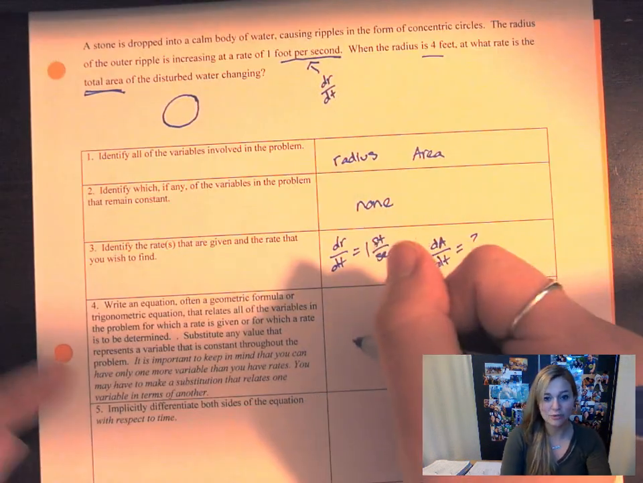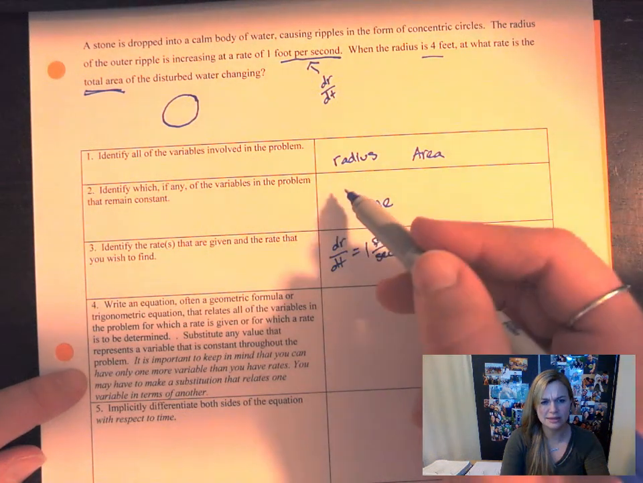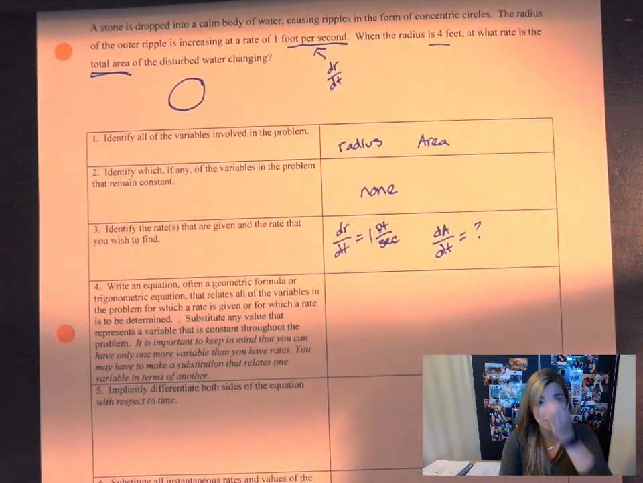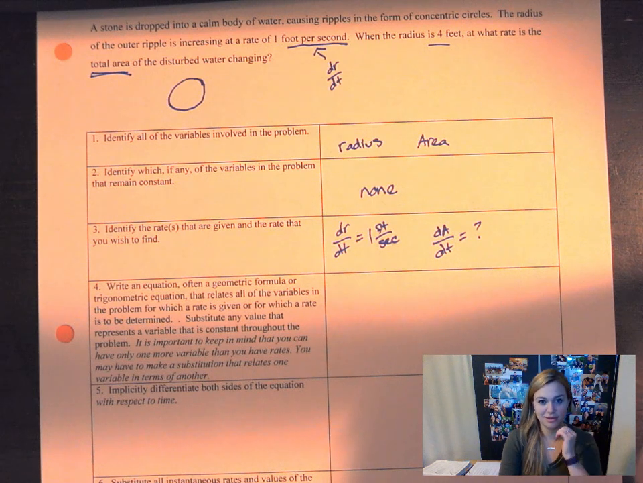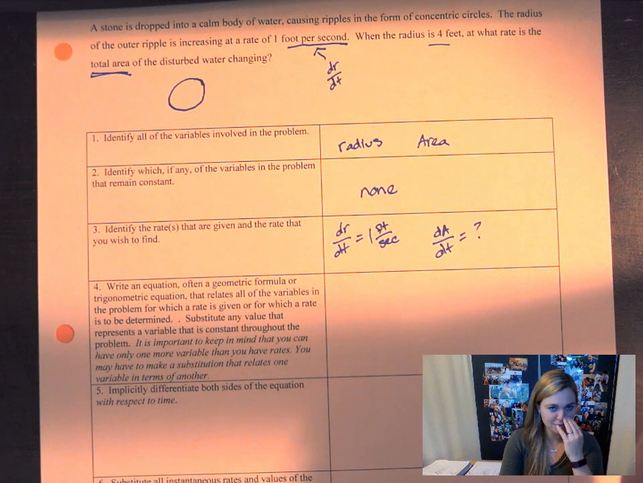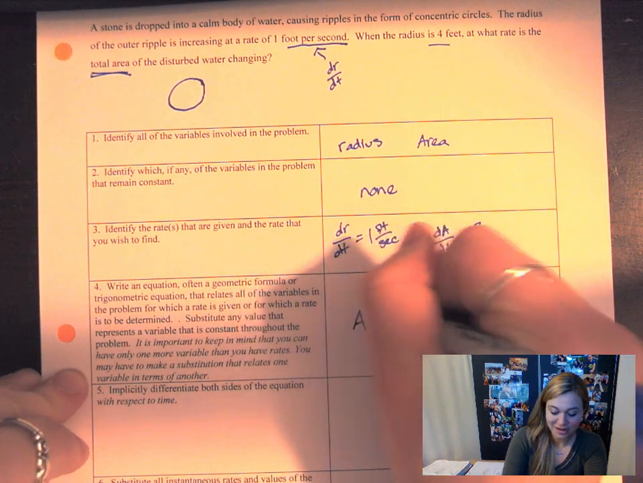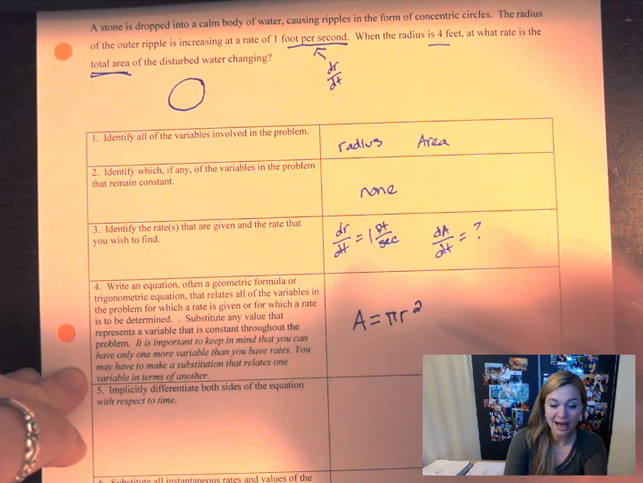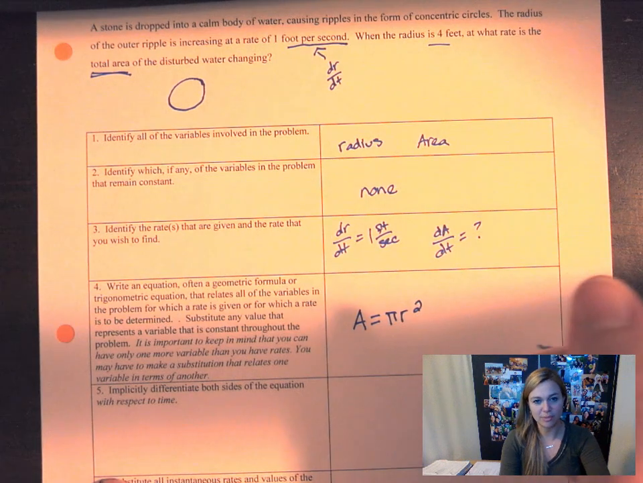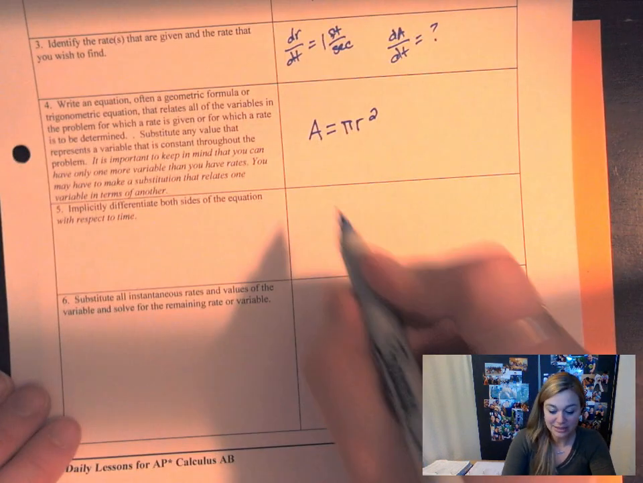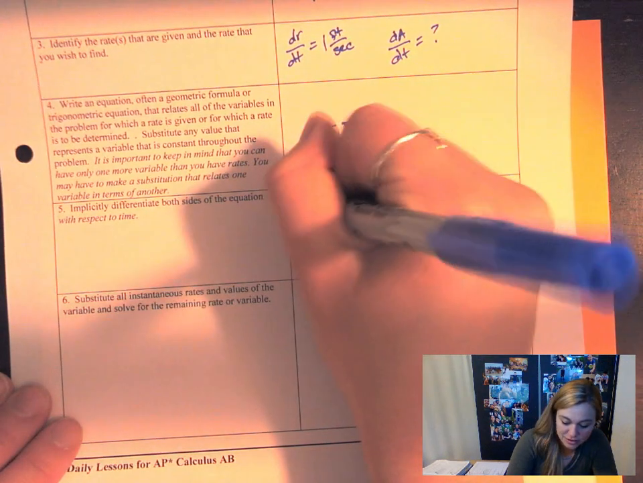Write an equation that relates area and radius. So this is where it is really important that you remember the area of a circle. It is not 2 pi r. What is it? Area is always in square units. This is the one, pi r squared. It is important that you memorize this if you don't have it in your head already. Area is pi r squared. I'm going to differentiate that, so I'm going to take the derivative of both sides.